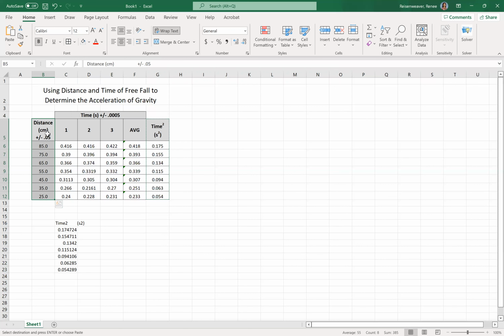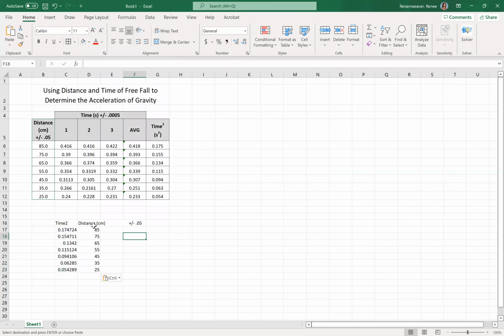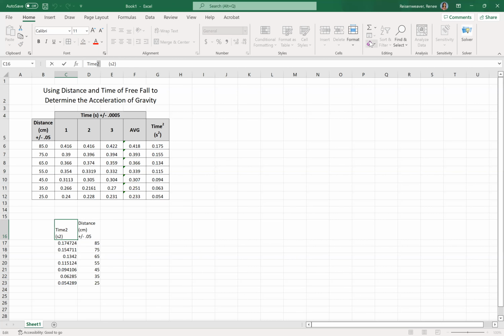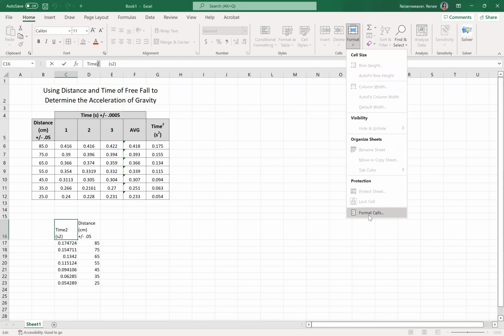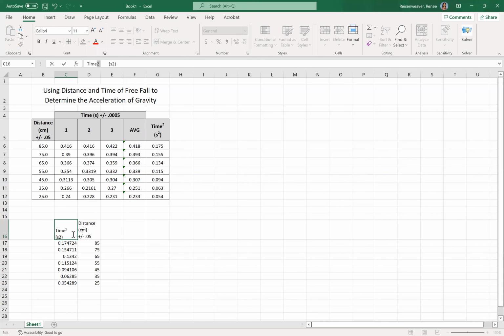So I'm going to put distance down there as well, and paste that. Some formatting. Wrap text. Notice it didn't carry my superscript formatting, so I'm going to go back and do that again. Superscript. Make it all look very professional and nice.